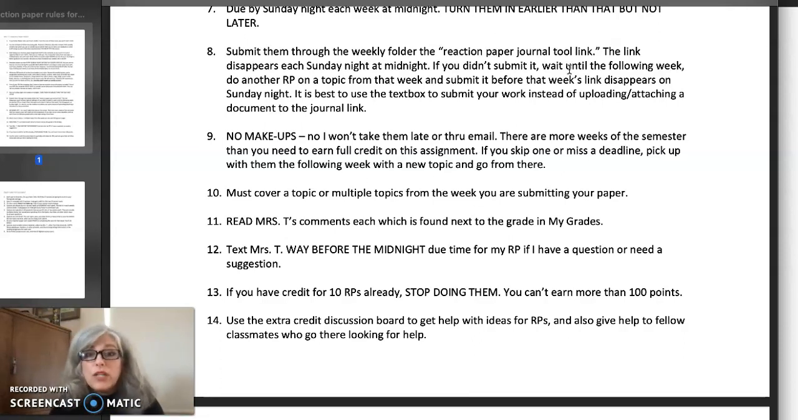So even if you have a technical issue, if your Wi-Fi is out at your house or whatever, if you have waited too long to submit the reaction paper for that particular week, where you could get tech support help if there's a glitch, I can't help you. So for any reason, you were out of town at a funeral, any reason that you skip the Sunday night turning it in, no, you can't go back and make it up. You have to go to the next week and do a different topic. That's just the rule. It's not personal. So please, plan ahead.